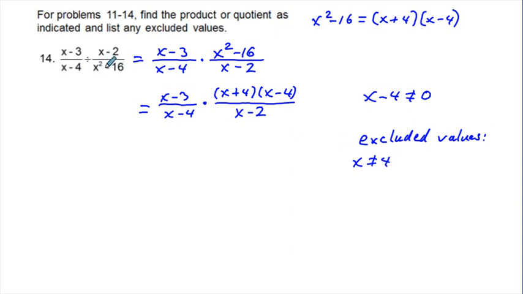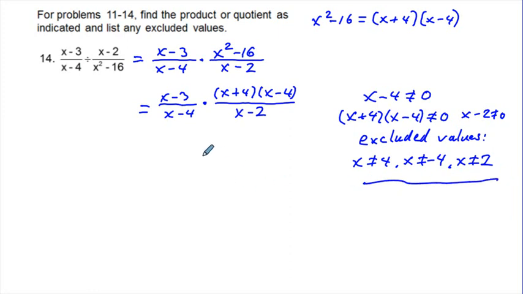And the next thing we have is this x squared minus 16, which is going to be x plus 4, x minus 4. So we know x plus 4 times quantity x minus 4 cannot equal 0. Well, we've already picked up this x cannot equal 4, but also x cannot equal negative 4. And then when we multiply by the reciprocal, we also know that x minus 2 cannot equal 0, so x cannot equal 2. So those are all our excluded values.